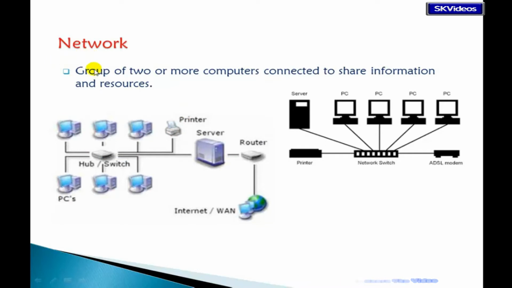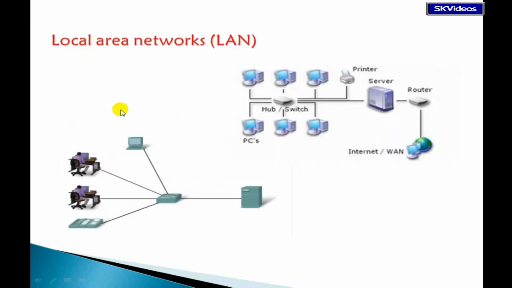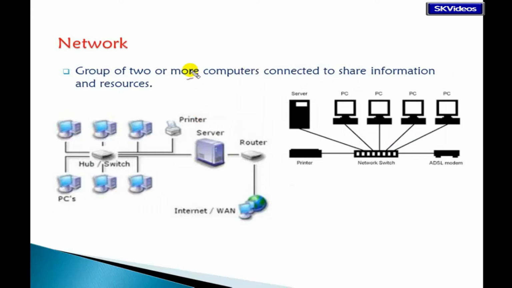So we have different types of networks again. Majorly, we have the LAN, local area network; the WAN, wide area network; the metropolitan area network, or MAN; and the PAN, personal area network. Let's try to understand what the different network types are.